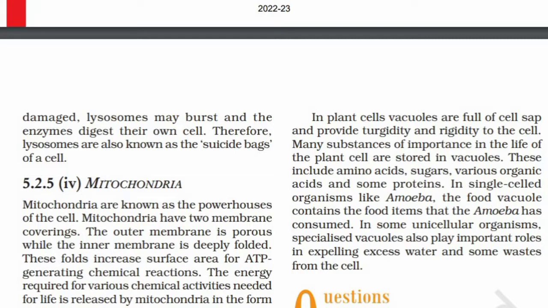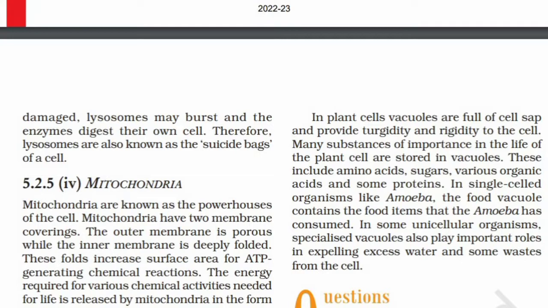In plant cells, vacuoles are full of cell sap. They provide turgidity and rigidity to the cell. Many substances of importance in the life of the plant cell are stored in the vacuoles. These substances are amino acids, sugars, various organic acids, and some proteins.